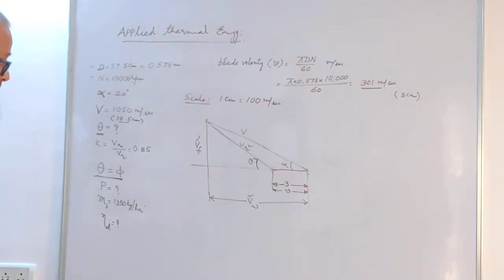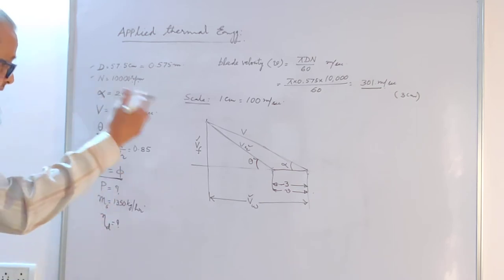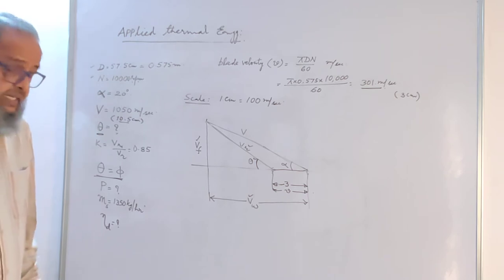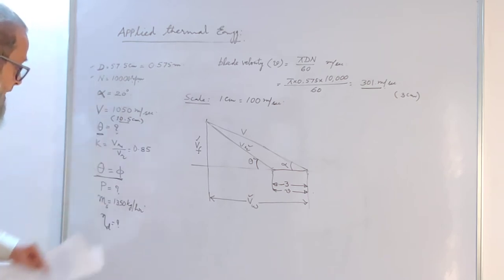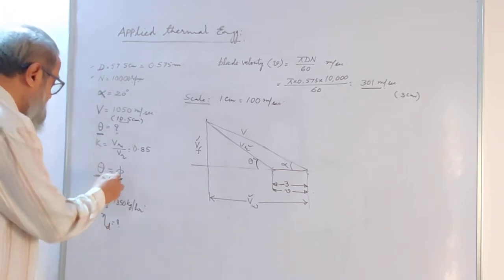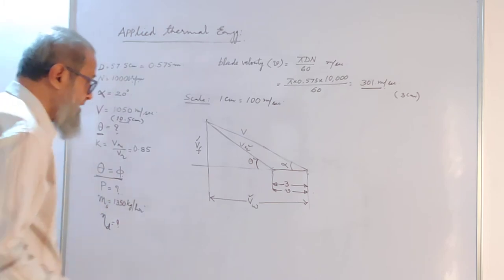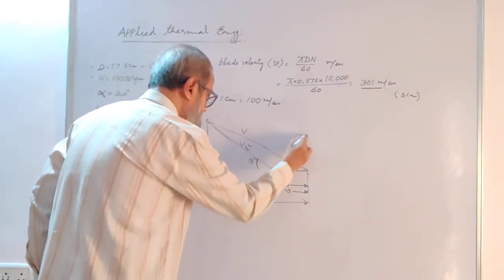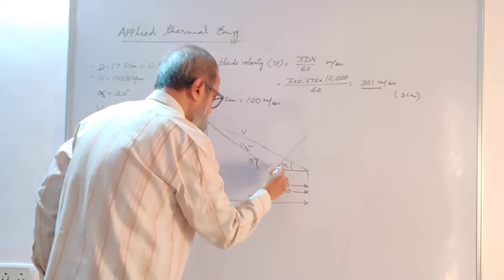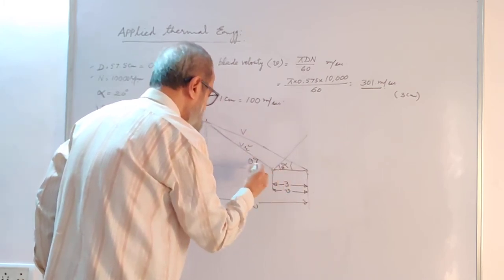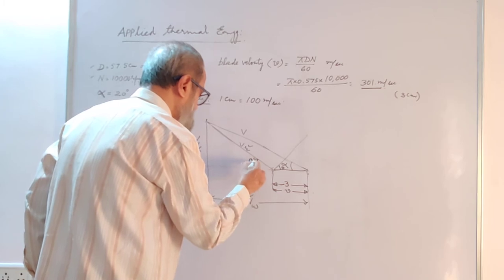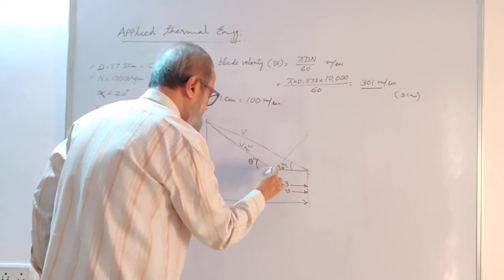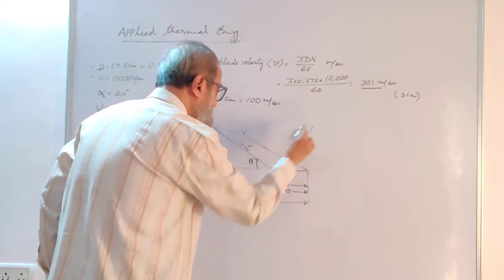Right, then what you have to do is construct the exit velocity triangle. For the exit velocity triangle, he says phi is same as theta. So draw a line from here at an angle phi. Now this phi will be same as theta. Whatever angle is here, you draw a line inclined at the same angle.